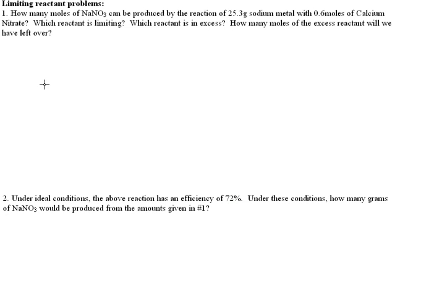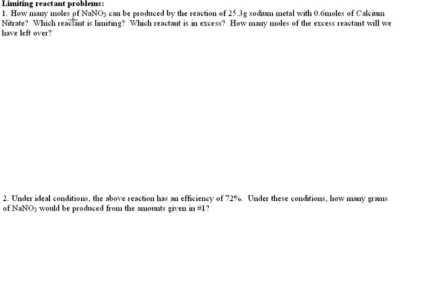All right, this is a limiting reagent or limiting reactant problem. We've got the problem here. It says how many moles of sodium nitrate can be produced by the reaction of 25.3 grams of sodium metal with 0.6 moles of calcium nitrate. We're going to find out which reactant is holding us back, what our limiting reactant is, which reactant is in excess, and how many moles of the excess reactant will we have left over.